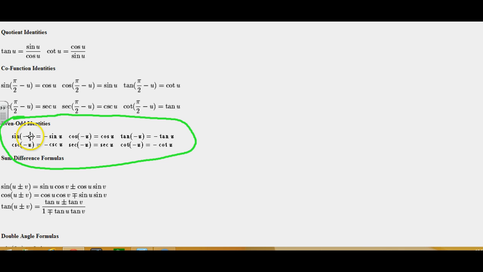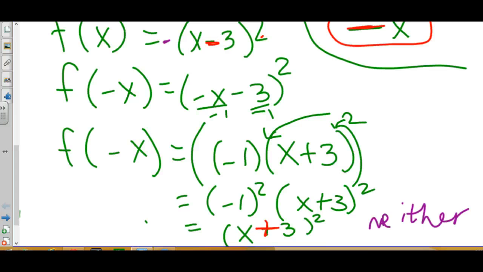So sine of negative, they use u instead of x. Sine of negative u equals negative sine u. That means sine is odd. It came out negative. Cosine of negative x is cosine x. That one would be even. And so would the one below it. So for sine and cosecant, those are both odd. For cosine and secant, those are both even. And for tangent and cotangent, those are both odd. So you will need those formulas as you go through these kinds of problems. So now let's try some.